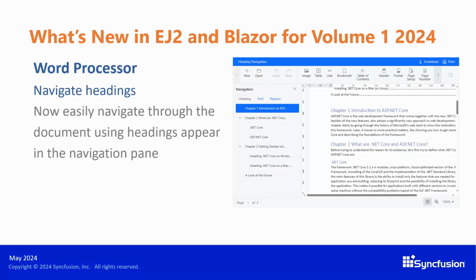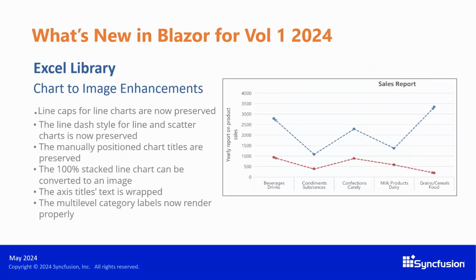The next update is that we have navigate heading support. Now we can navigate through the document by selecting the headings that appears in the navigation pane. Next, I will show you what are the updates available in Blazor Excel library. A few enhancements are added to the chart to image conversion feature.